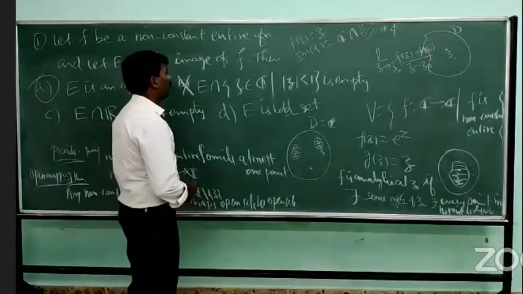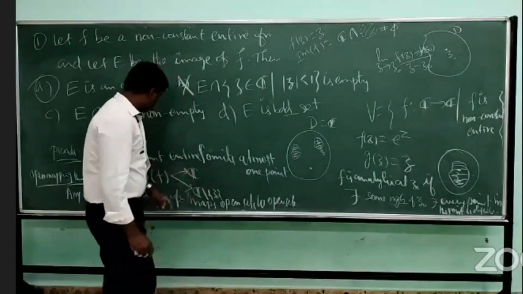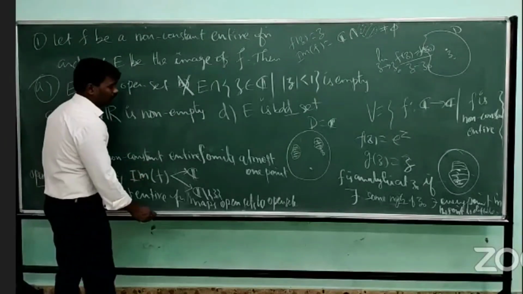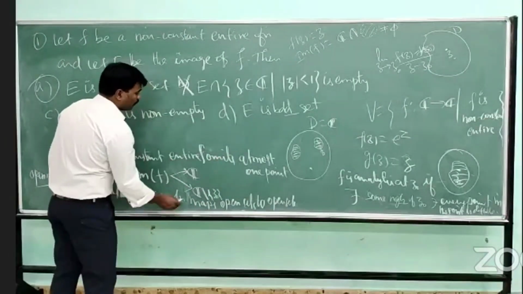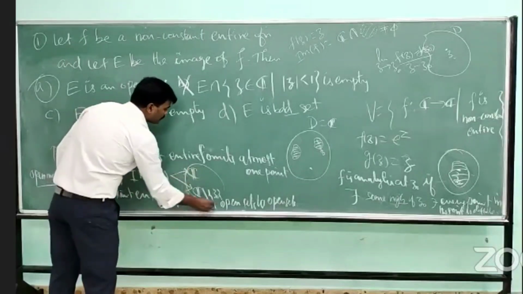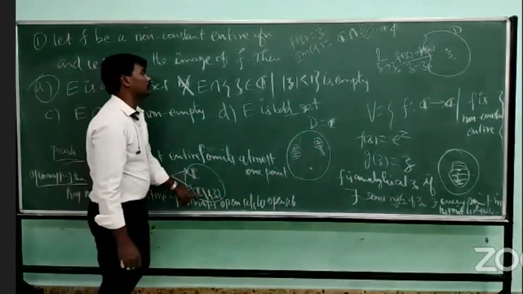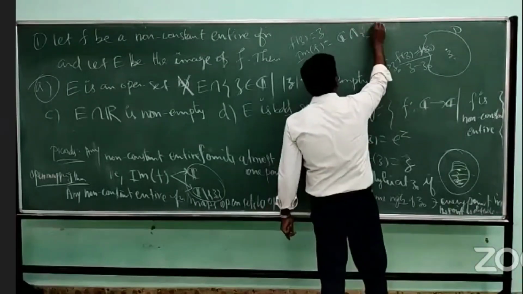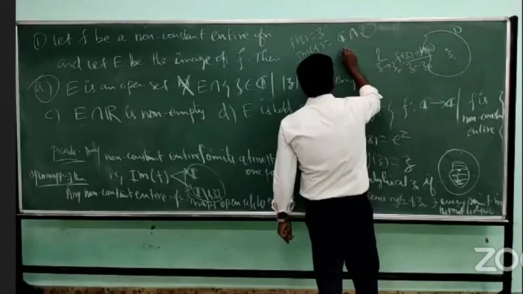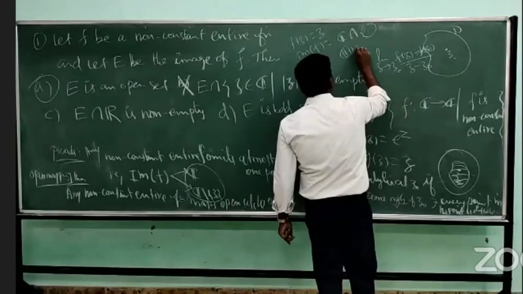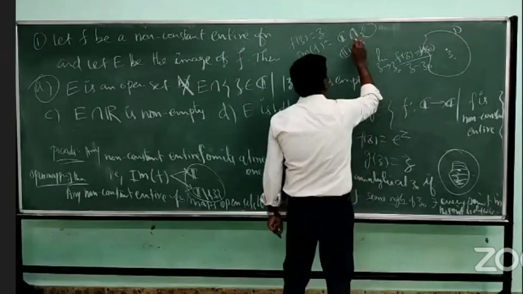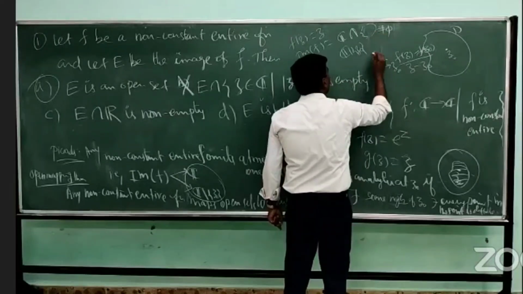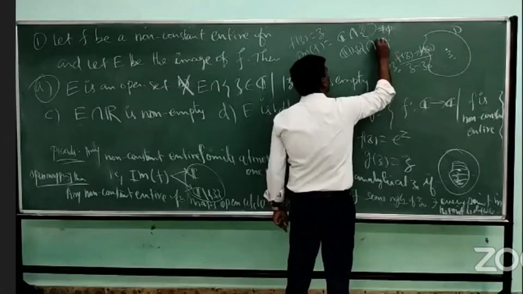It's always false. Why? Here you can just use Picard's theorem. Any non-constant entire function omits at most one point. So its range set is this, or this, or this. But its range set is C removed some z naught, or C. When intersected, this is also non-empty.